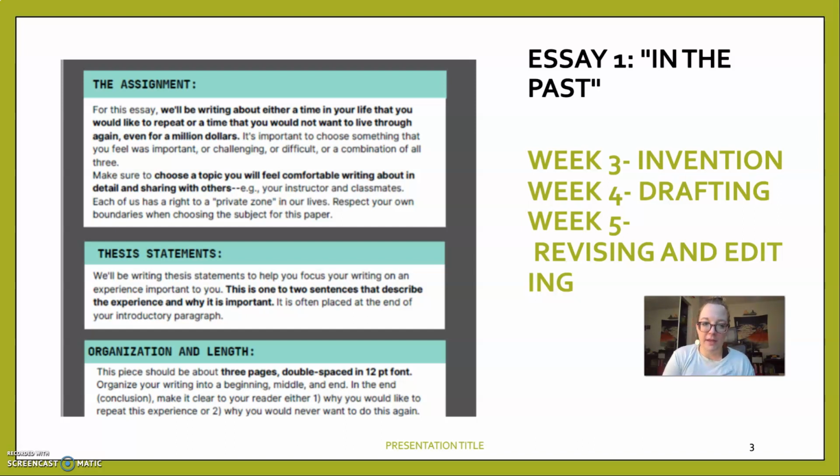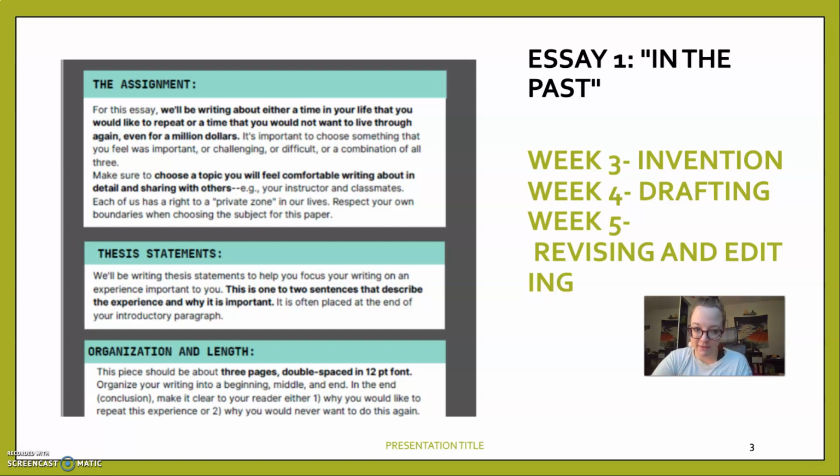So a couple other things. The assignment says make sure you choose a topic you'll feel comfortable writing about and sharing with others. I know that sometimes when we choose these topics or these events that have happened to us that are really difficult and challenging, sometimes they can be really personal. You do not have to choose something like that if you're not comfortable with it. But if you are, or if this is something that you think writing about could help you to kind of process an experience, then full speed ahead.